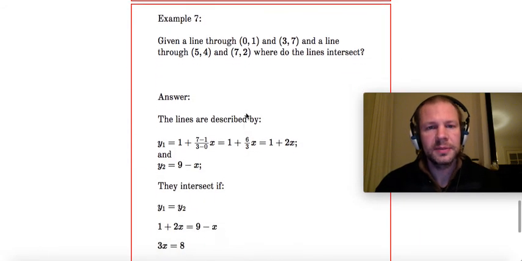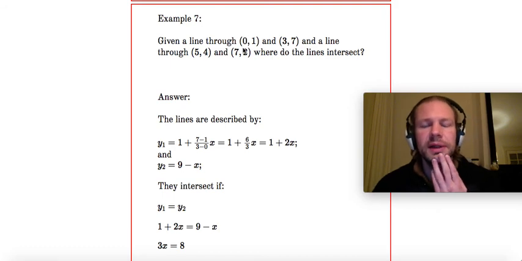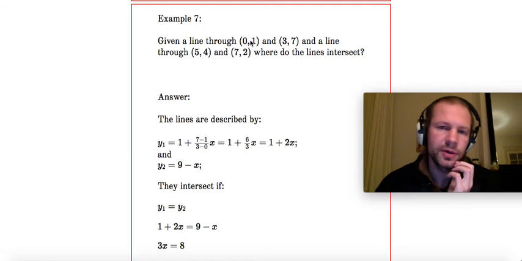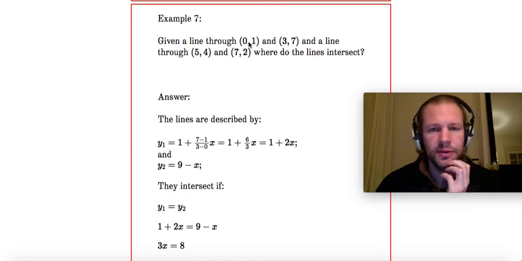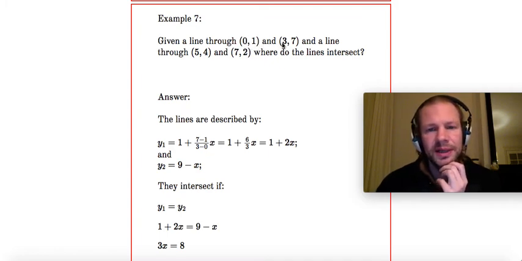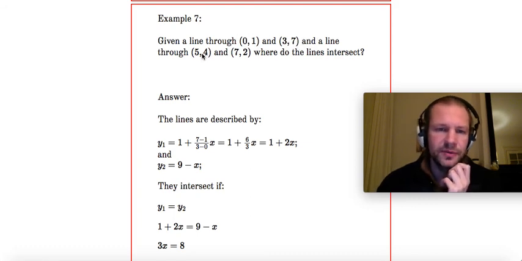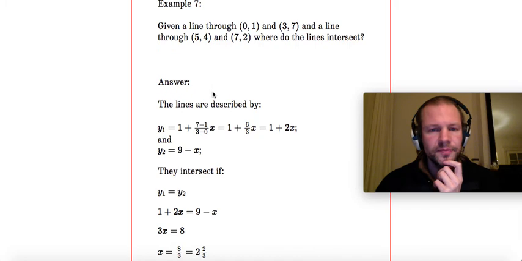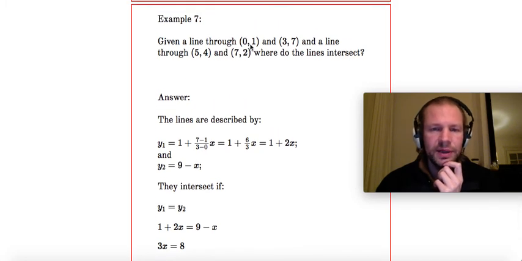So sometimes the equations of the lines are not given, but just two coordinates of where they go through. So we have one line that goes through 0, 1 and 3, 7, and another line through 5, 4 and 7, 2. So let's find out where these lines intersect.